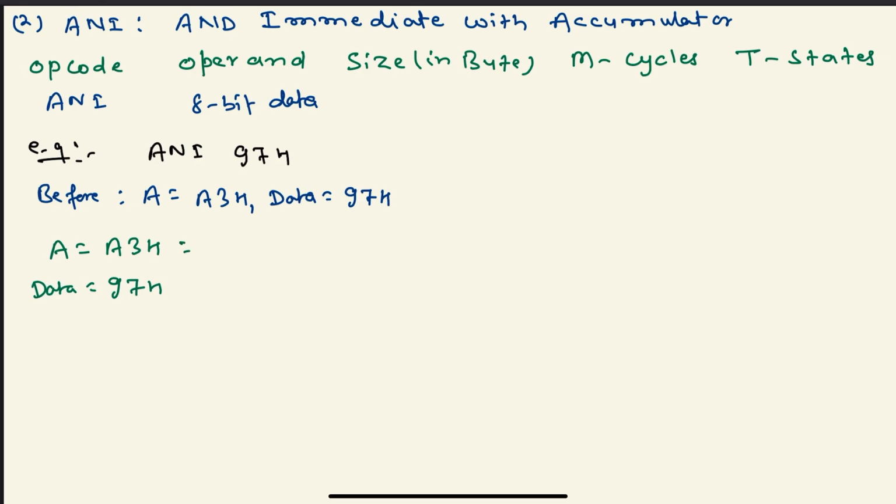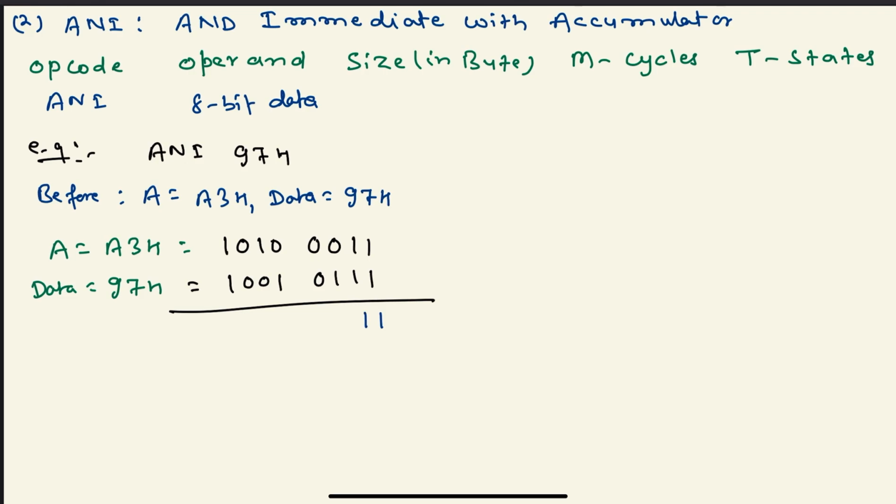Their binary pattern will be written like this. A means 10, so it can be written as 1010, and this 3 as 0011, and this 9 can be written as 1001, and 7 as 0111. Now, as per the previous ANDing operation I explained, the output will be: 1 ANDed with 1, both are 1, so the output will be 1. From the second stage also, the output will be 1.